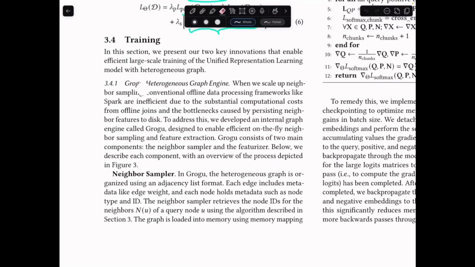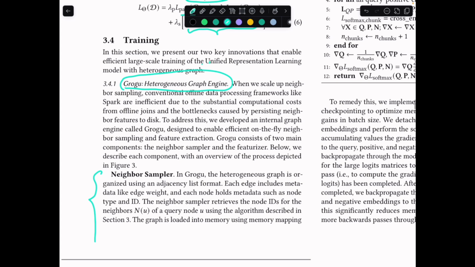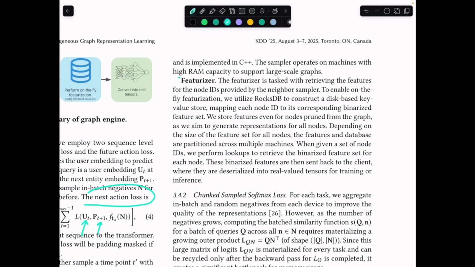In terms of tuning techniques, they talk about two of their innovations. First of all is what they call the graph engine for heterogeneous graphs. If you have read the Pixie paper, this might sound familiar. Essentially, they have a neighbor sampler that is implemented in C++, supposed to be highly efficient. And secondly, they use RocksDB to implement their feature fetcher so that they can fetch features on the fly, which I imagine could be at batch training time.